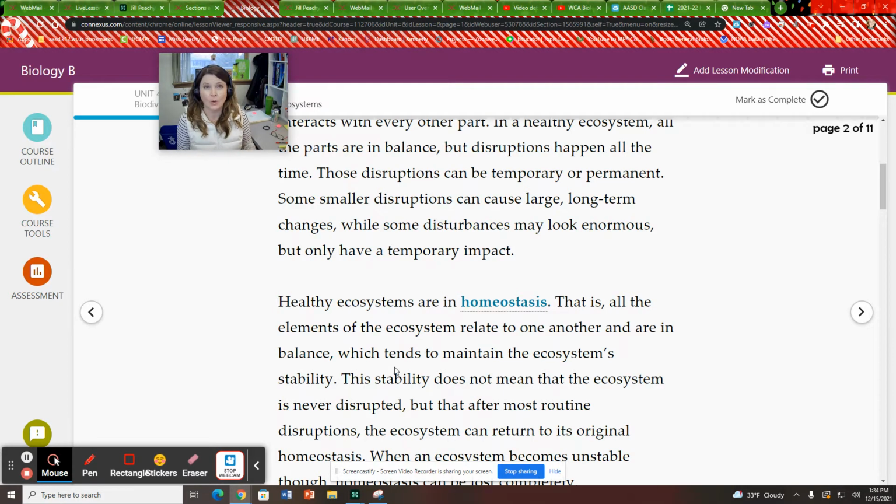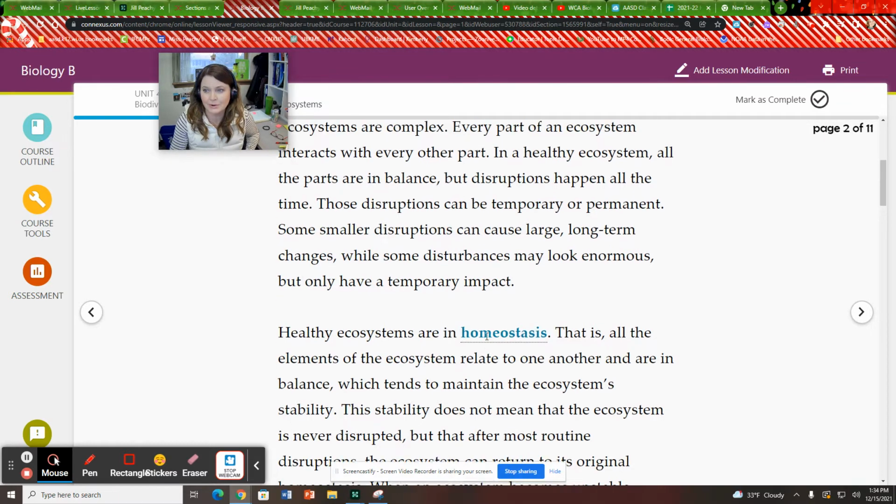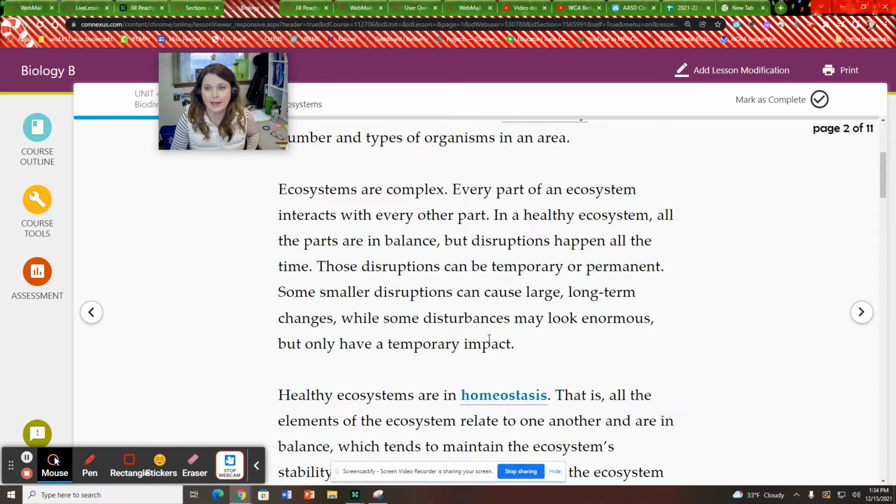But we're looking at the whole ecosystem as kind of like an organism in a way, right? There are different parts to it, and they all work together. So it also has to maintain a balance, and this balance is that state of homeostasis. So even though there are disruptions in an ecosystem, in a healthy ecosystem, those disruptions are still able to be weathered in such a way that the whole ecosystem stays within a state of homeostasis.